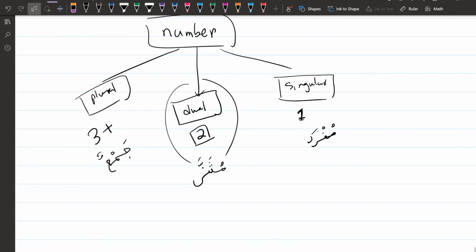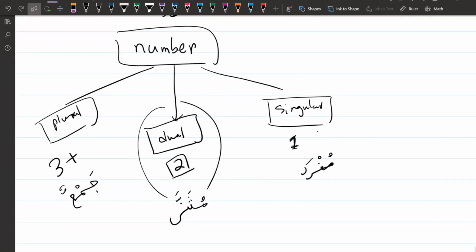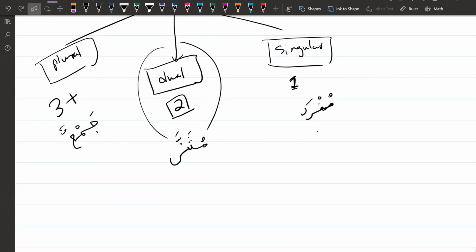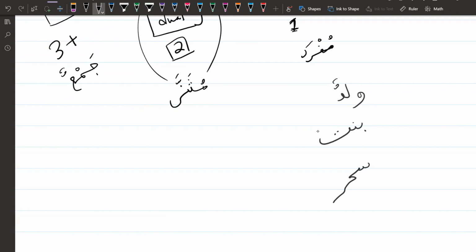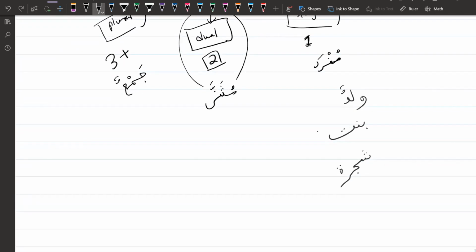These are good words, inshallah, so try to memorize them: mufrad, muthanna, and jam'un. Singular we already know, so there's nothing to talk about. We've been dealing with singular nouns all our lives. For example, waladun is a singular, bintun is singular, and shajaratun is singular. Most of the things that we've been dealing with are singular nouns.